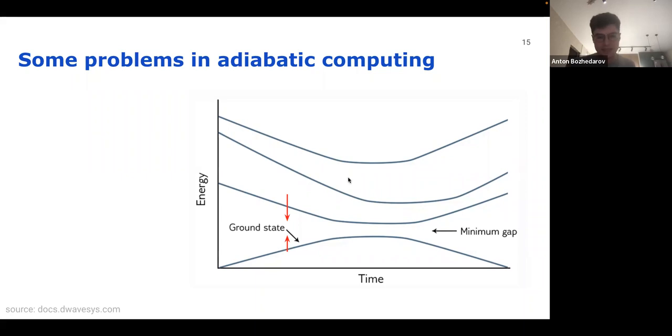At some point during this evolution process, the system could jump from the ground state to the first excited state, especially if we have a lot of noise in the quantum device or temporal fluctuations. Sometimes it happens for no reason. The smaller the gap between the ground state and the first excited state, the higher the probability that our system will jump to the first, or even the second or third, excited state.